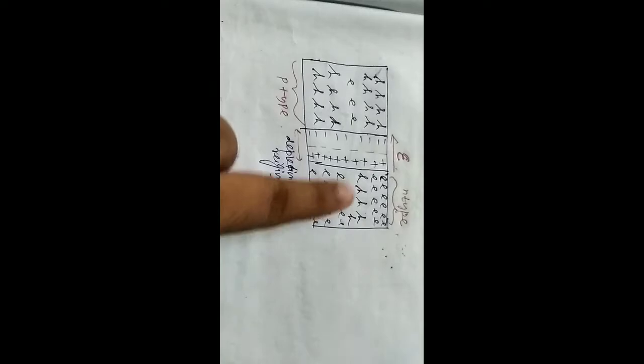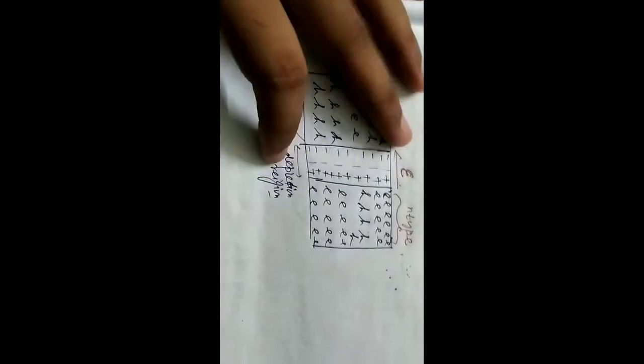As we know previously, due to the diffusion of the P side's holes, there are immobile acceptors, and due to electron diffusion, immobile donors are stored in the vicinity of the junction. They are evacuated or depleted of all the mobile charges. So this is the space charge region.